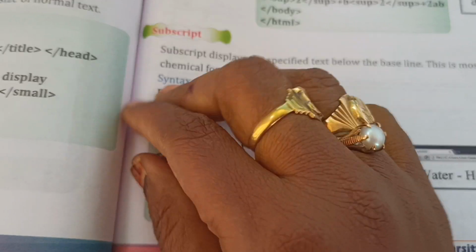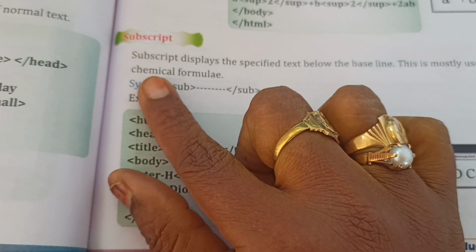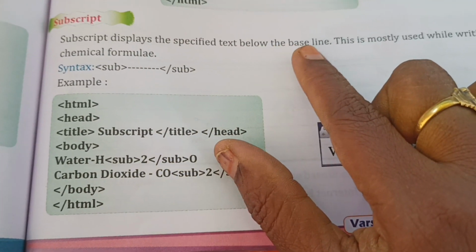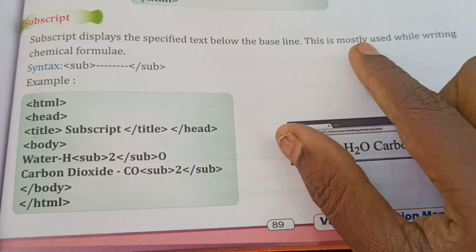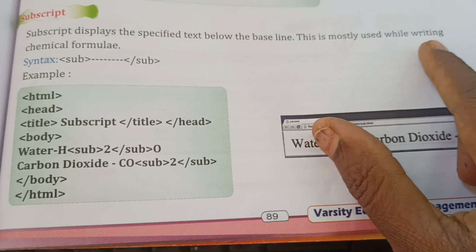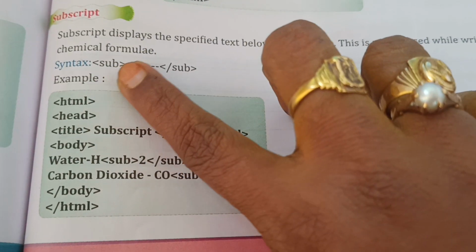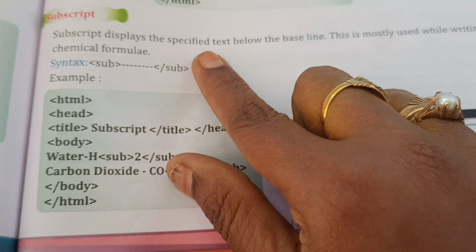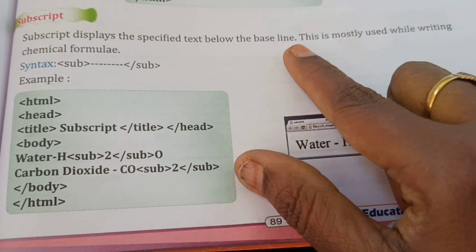iOS. Next topic, subscript. Subscript displays the specified text below the baseline. This is mostly used while writing chemical formulas.